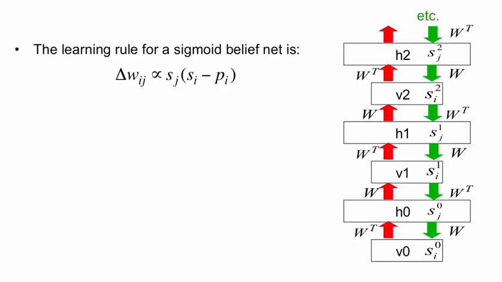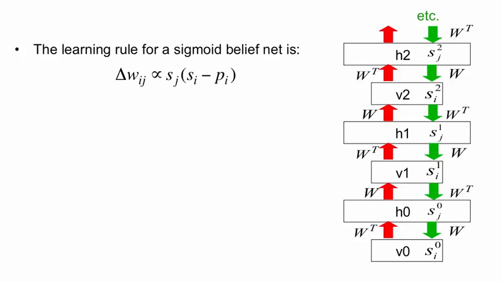So the learning rule for a sigmoid belief net says that we should first get a sample from the posterior. That's what the Sj and Si are. They're samples from the posterior distribution. And then we should change a weight, a generative weight, in proportion to the product of the presynaptic activity, Sj, and the difference between the postsynaptic activity, Si, and the probability of turning on i, given all the binary states of the layer that Sj is in.